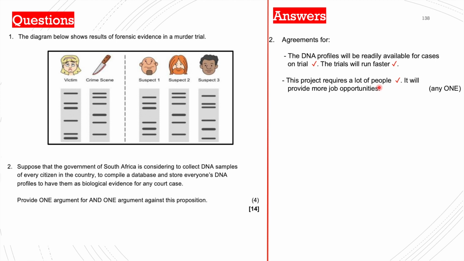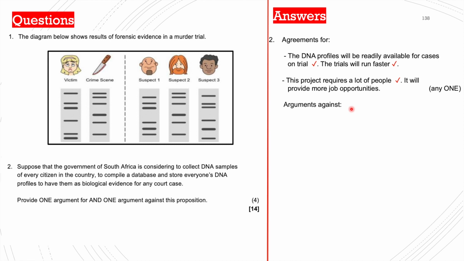Lab technicians that are unemployed will be hired. Field workers that are going to collect DNA samples from homes of different people will be employed. Analysts of these DNA profiles will also be employed. Drivers that are going to drive these samples in and around the labs and the likes will also be employed. So since this is a major project, it requires a lot of people and it will provide more job opportunities for those that are unemployed.